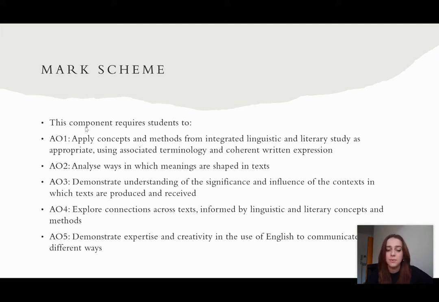AO4 asks us to explore connections across texts informed by these linguistic concepts and methods we have cultivated in the other 2 assessment objectives. Arguably, this last one is the most crucial because this is exactly what the question is asking us to do. Keeping your 2 texts evenly fluid with one another will produce the complexity and sophistication needed to get you top marks. So my first tip would be to keep your text use even. Don't allow one text to take precedence over the other because you like it more, and don't write about one text more than the other one.